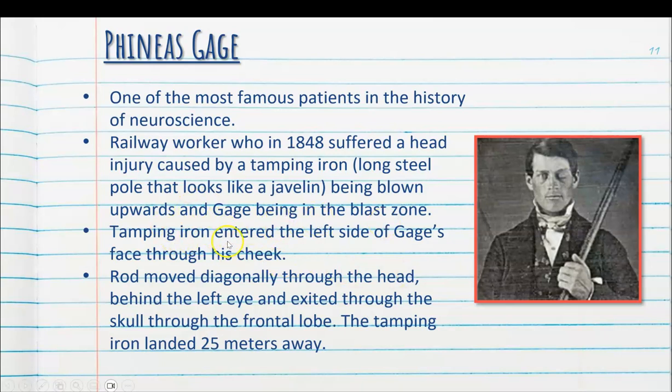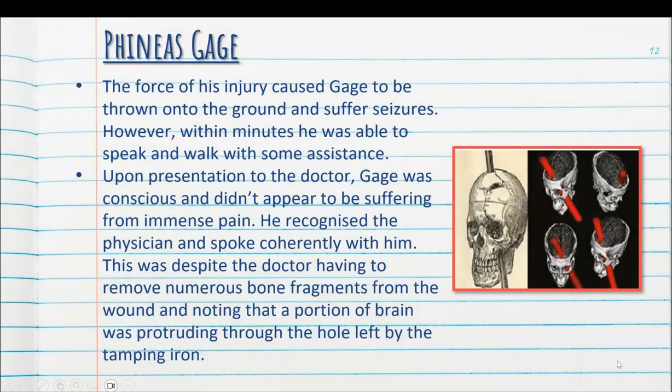So the tamping iron entered the left side of Gage's face through his cheek. It then moved diagonally through his head, behind his left eye, and exited through the skull through the frontal lobe. So the tamping iron itself was found landed 25 meters away after the initial blast. So the force of this injury caused Gage to be thrown onto the ground and suffer seizures. However, within minutes, miraculously, he was able to speak and walk with some assistance. He then took himself to the doctor after sustaining this injury, which is remarkable.